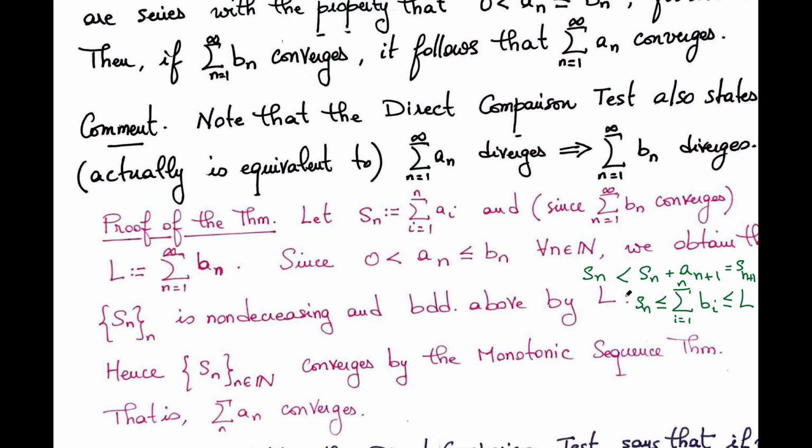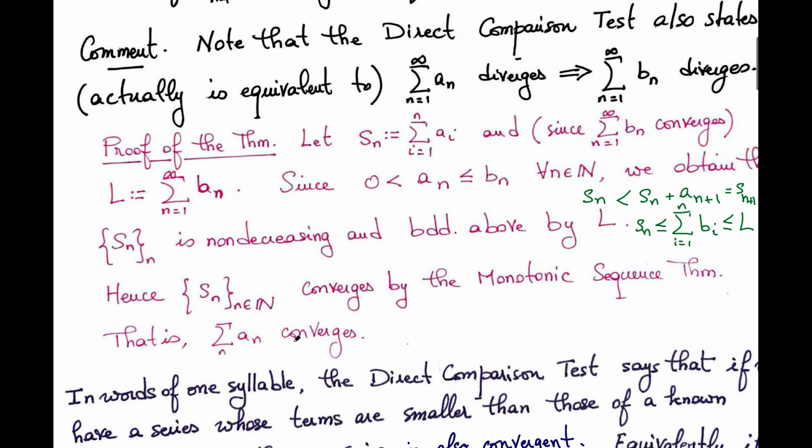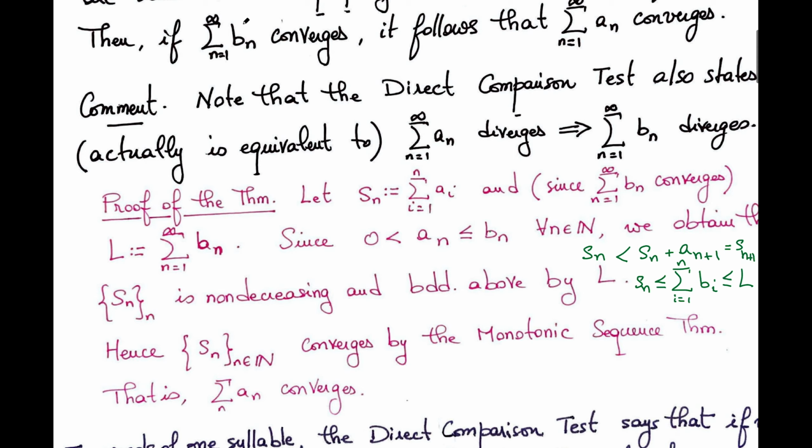So Sn is, on one hand, non-decreasing and bounded above. As such, by the monotonic sequence theorem, Sn is going to be a convergent sequence. Correct? And if the sequence of partial sums converges, then the full series is going to be a convergent series. Makes sense? So what did we show?